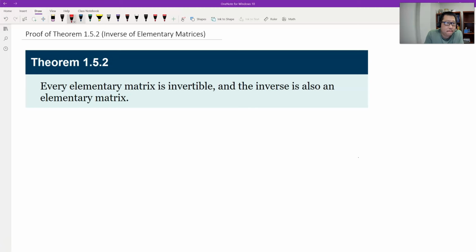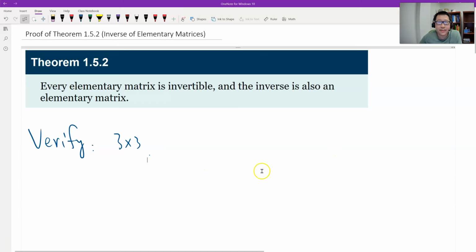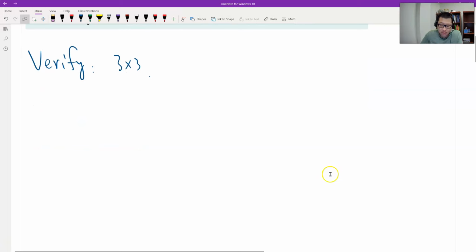Let's simply verify using 3 by 3. Let's say a matrix E is 3 by 3. We have 3 types, so I verify type by type. Verify type 1. Let's see.